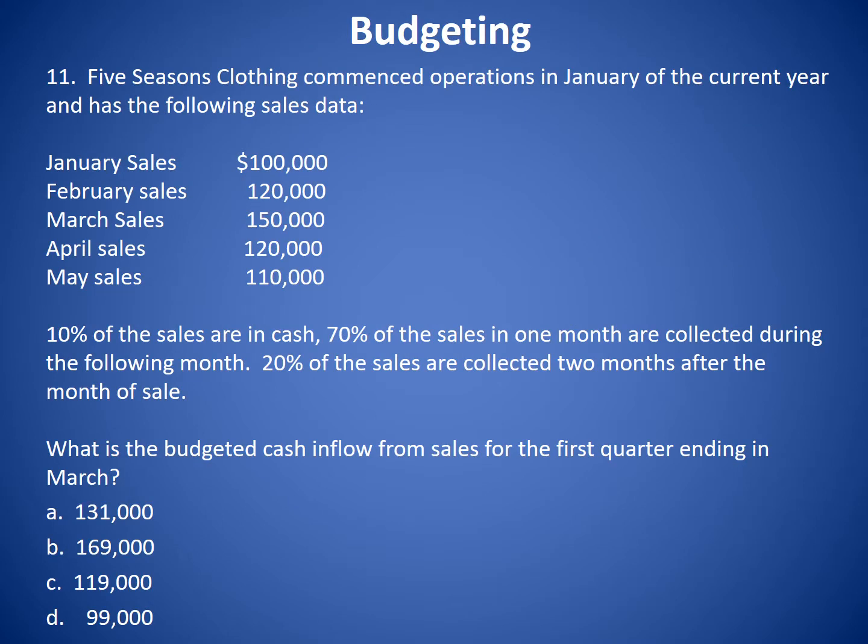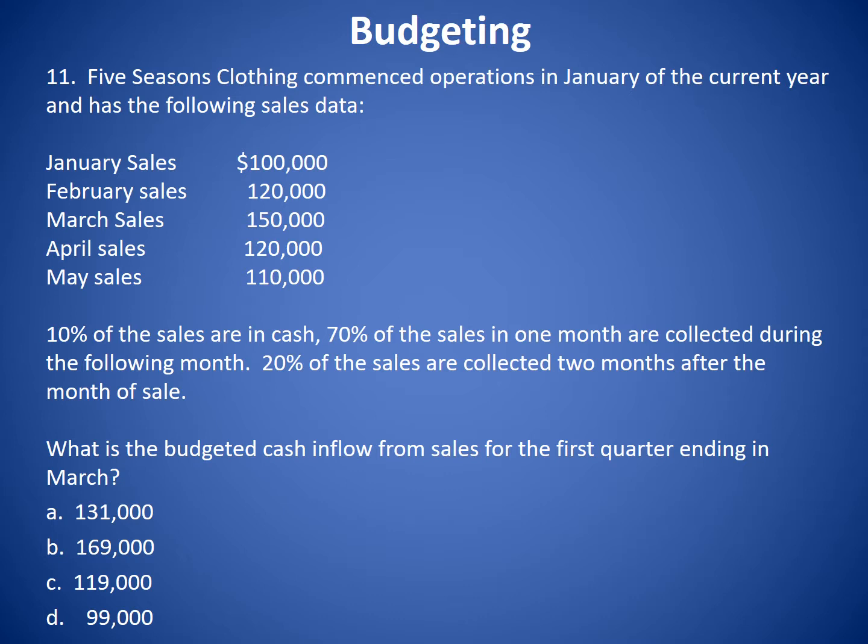Okay, question number 11. Five Seasons Clothing commenced operations in January of the current year and has the following sales data. And you see the sales data for the first 5 months of the year.